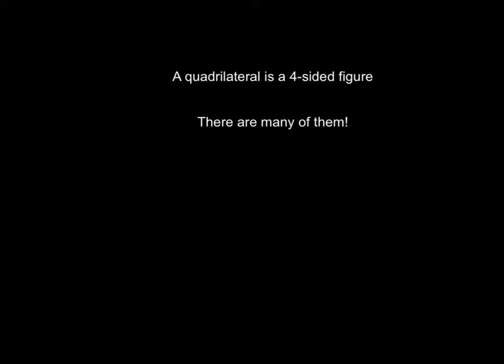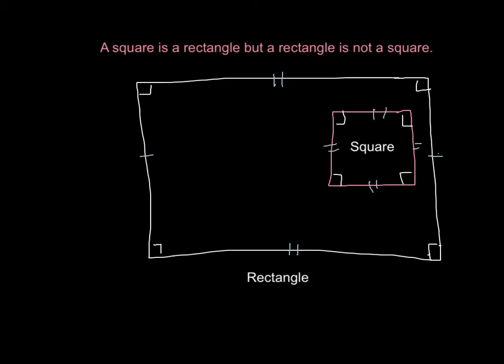First thing you must know is a quadrilateral is a four-sided figure. There are many different types of quadrilaterals. With this lesson, you should be able to see a quadrilateral and then be able to tell its name. As I've talked about in the past, you need to know that a square is a rectangle, but a rectangle is not a square. So take a look at this slide right here.